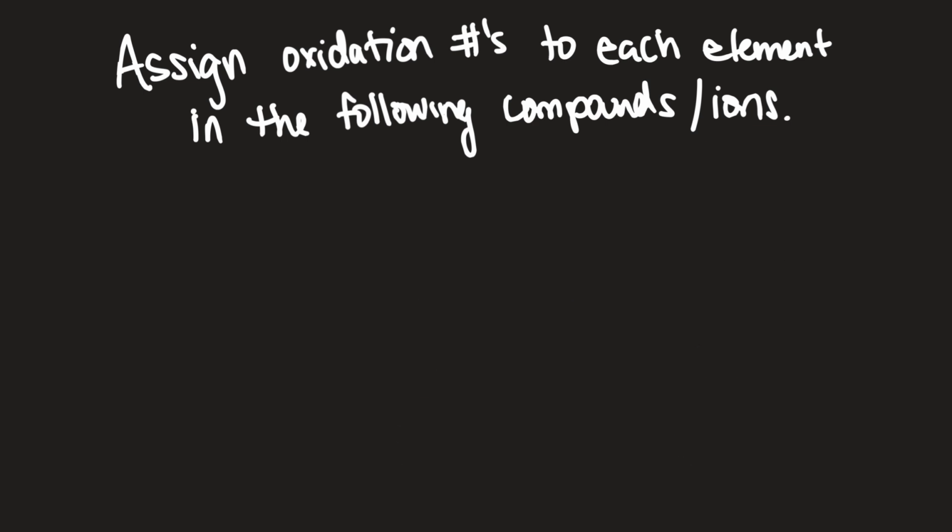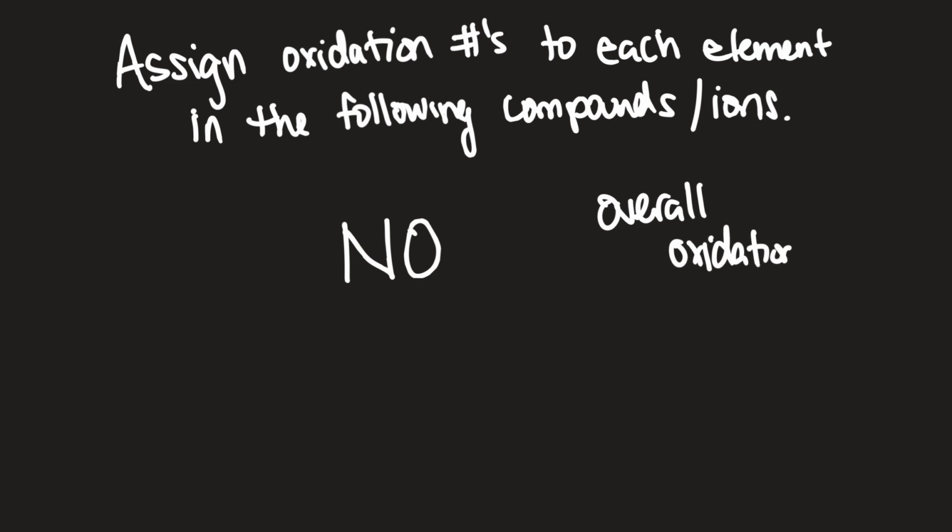Okay, now let's look at other examples. Let's say we're looking at this compound NO. What is the oxidation of each of the elements within this compound? The first thing you need to figure out is what is the overall oxidation because it's a compound. Well, since there's no charge here, the overall oxidation in this case is 0. So that means when we determine the oxidations of each of these elements, it has to equal 0.